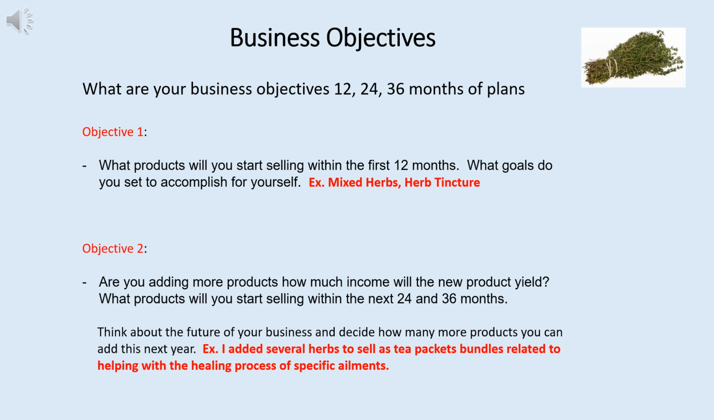Objective 2. Are you adding more products? How much income will the new product yield? What products will you start selling within the next 24 and 36 months? Think about the future of your business and decide how many more products you can add this next year. Example: I added several herbs to sell as tea packet bundles related to helping with the healing process of specific ailments.